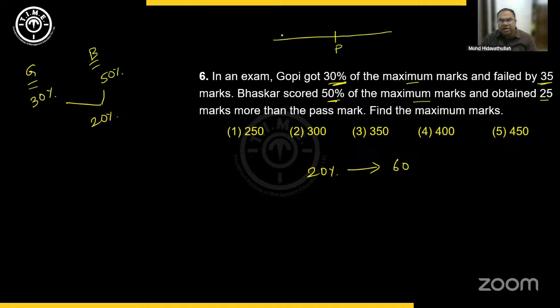Because Gopi failed by 35 marks, he got 35 marks less than the pass mark. Bhaskar obtained 25 marks more than the pass mark. So the difference between them will be 35 plus 25, 60. Maximum marks is 100%. How much? So 20 into 3 is 60, and 100 into 3 must be 300.